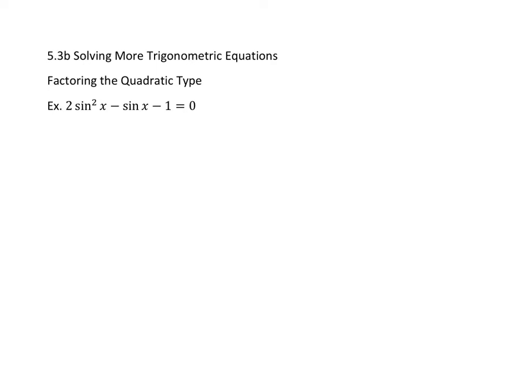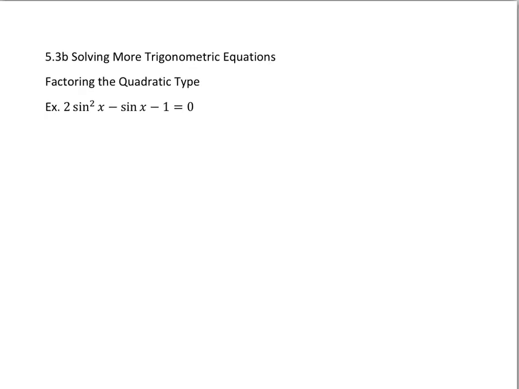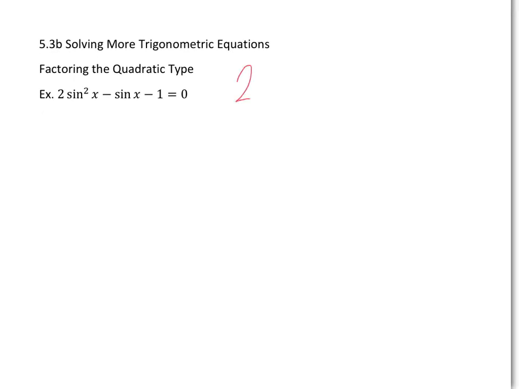Okay, we're going to solve this one by factoring. This is going to be one more strategy to solve your equations. You're going to factor it just like you were factoring the equation 2x squared minus x minus 1 equals 0. So we set up our parentheses.